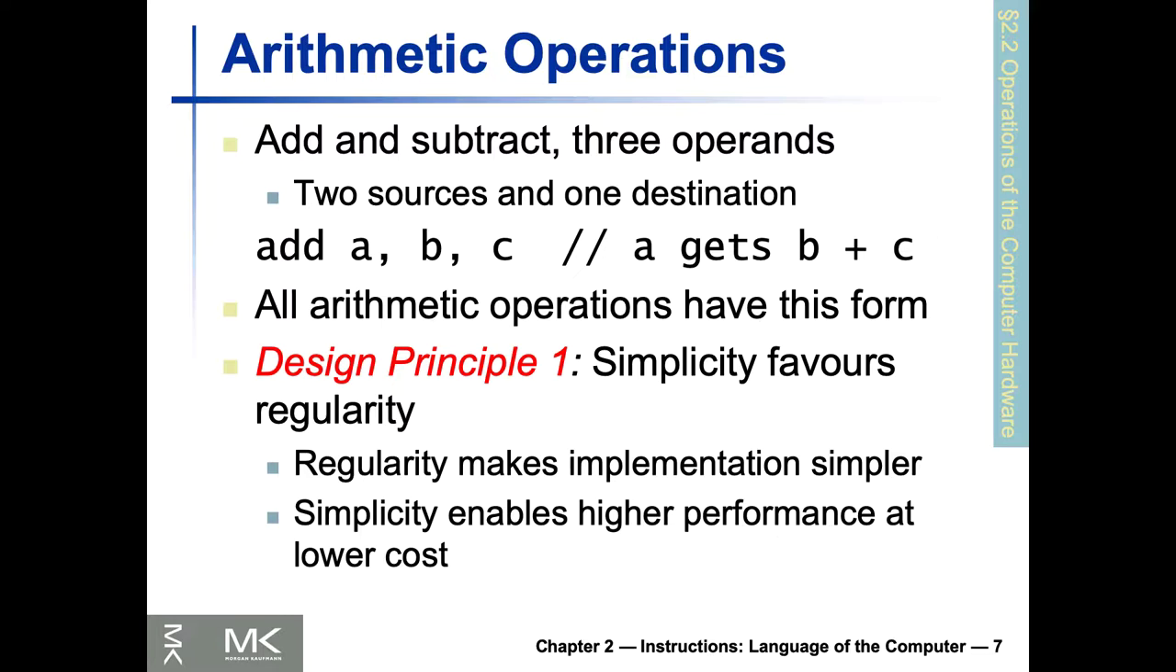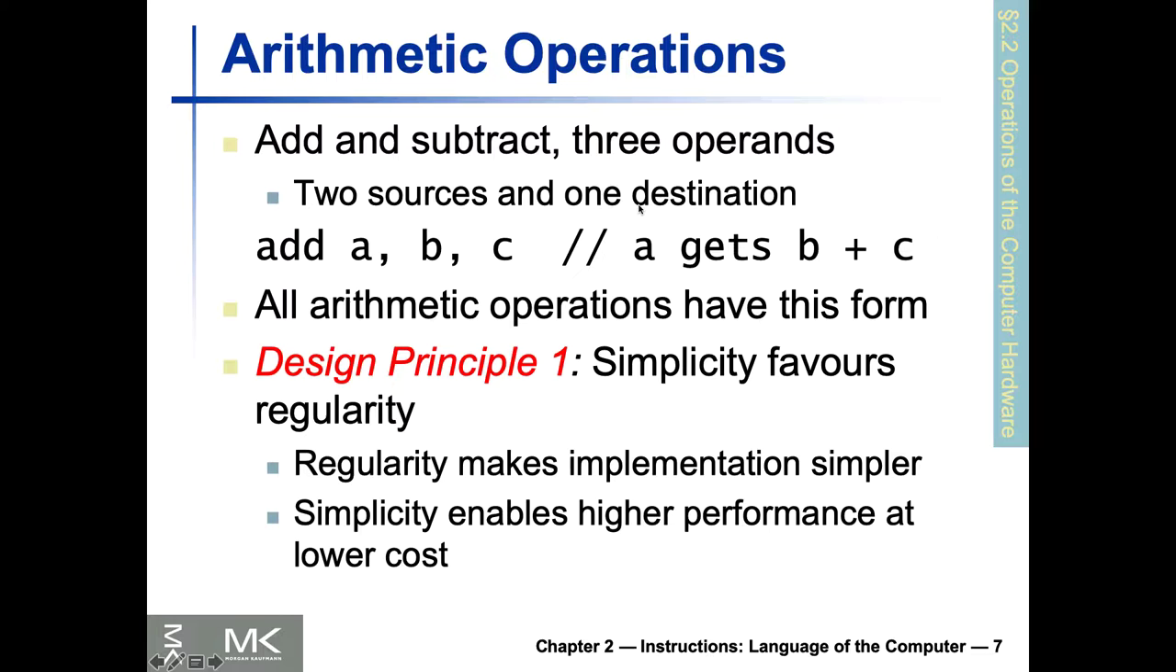So let's see a very simple example of that. It's an arithmetic operation, so it could be add, subtraction, division. This example has add, right? We want to add two variables and save the result in a third one. In RISC-V, the way we do it is we have two sources and one destination, right?